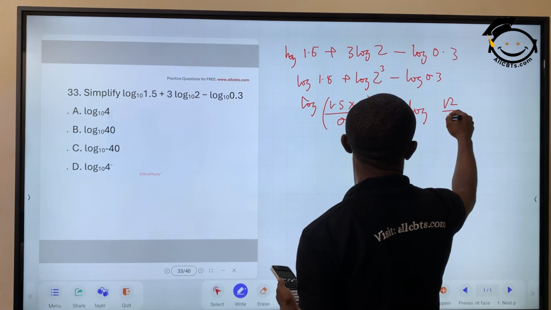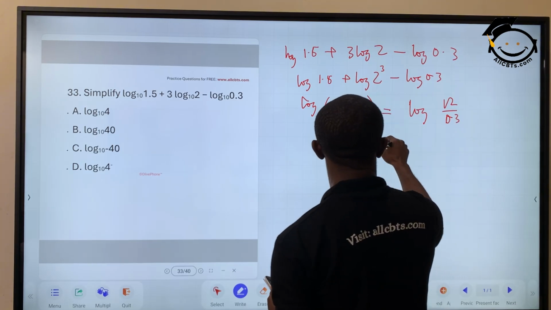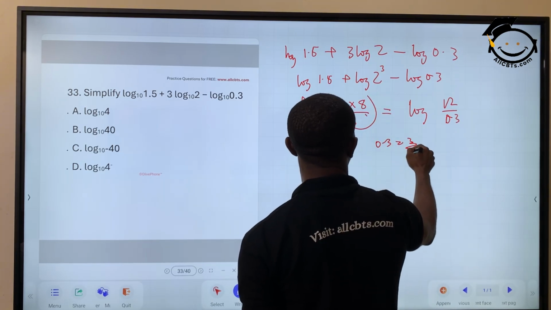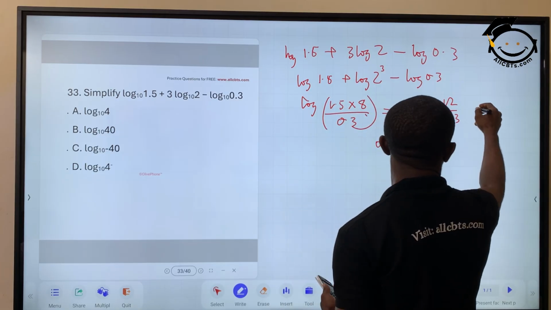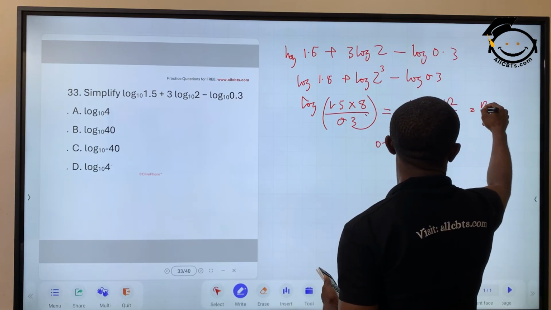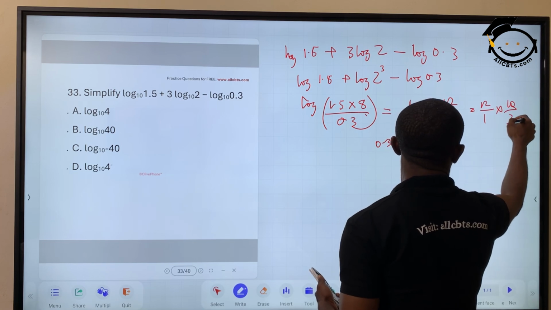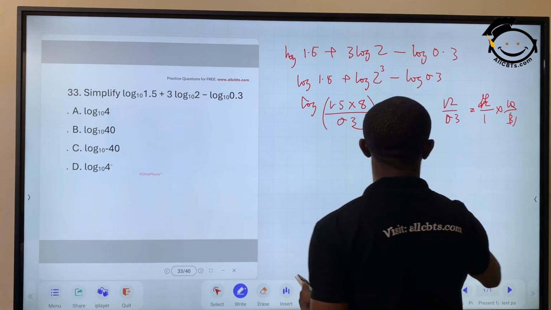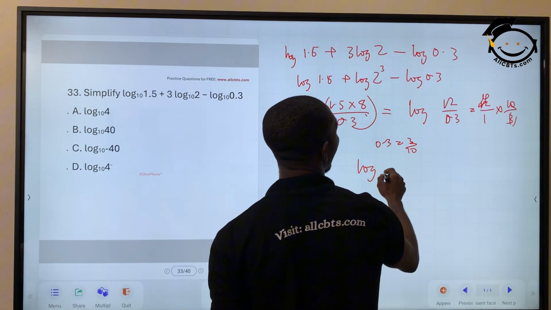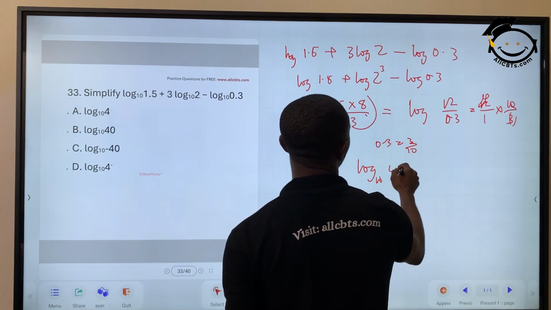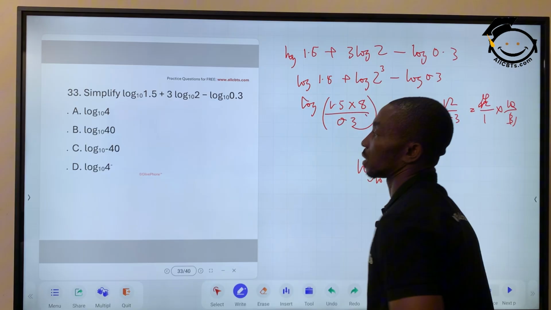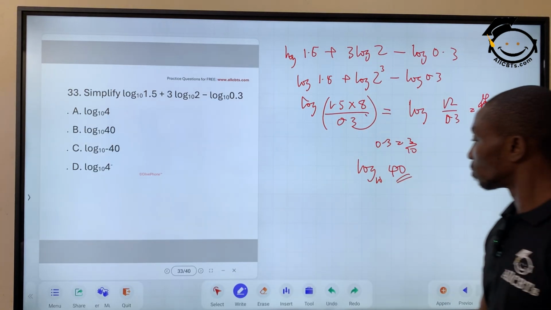12 over 1, 0.3. And we know that 0.3 is 3 over 10. Okay, so this becomes 12 over 1 times 10 over 3. 3 here 1, 3 here 4. So this gives us 40 as our answer.